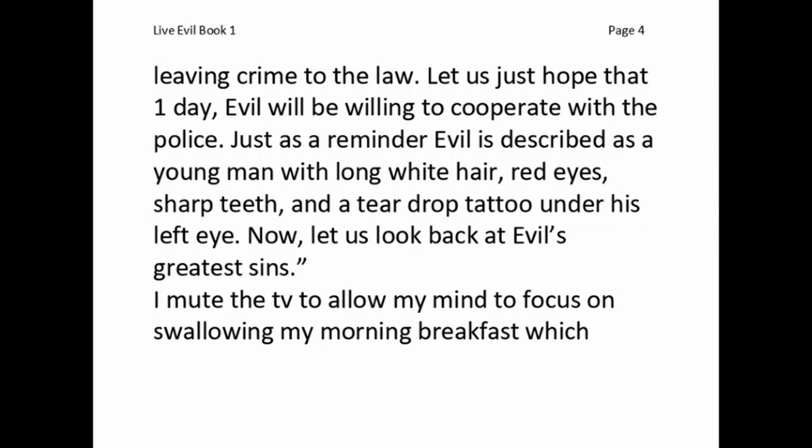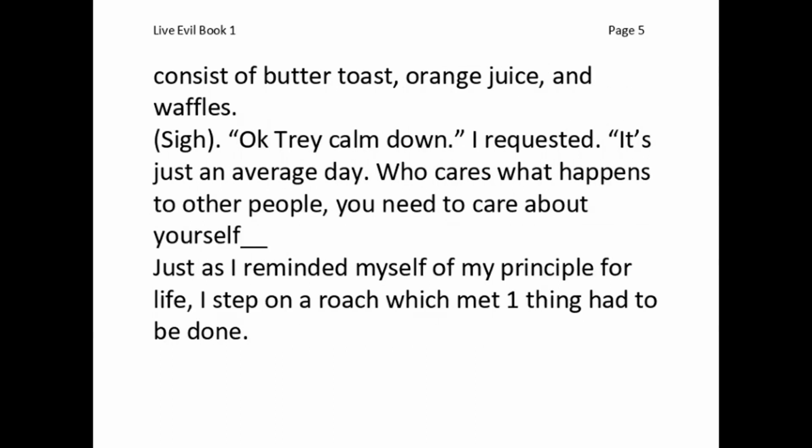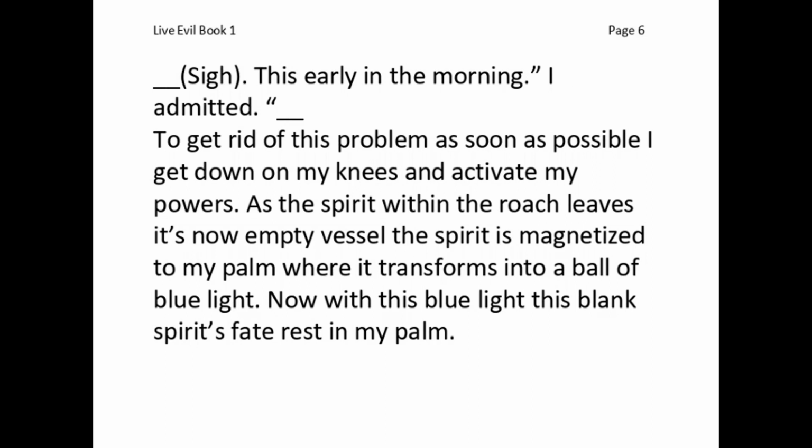I mute the TV to allow my mind to focus on swallowing my morning breakfast, which consists of butter toast, orange juice, and waffles. Sigh. Okay, Trey, calm down, I requested. It's just an average day. Who cares what happens to other people? You need to care about yourself. Just as I reminded myself of my principle for life, I step on a roach which meant one thing had to be done. Sigh. This early in the morning, I admitted.